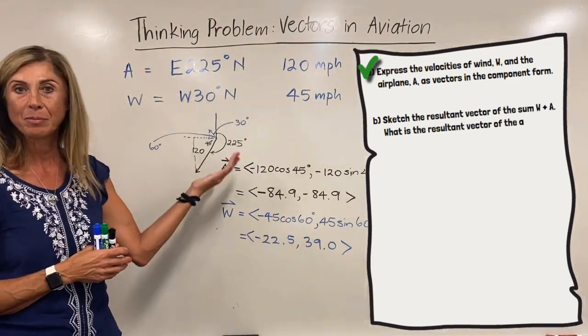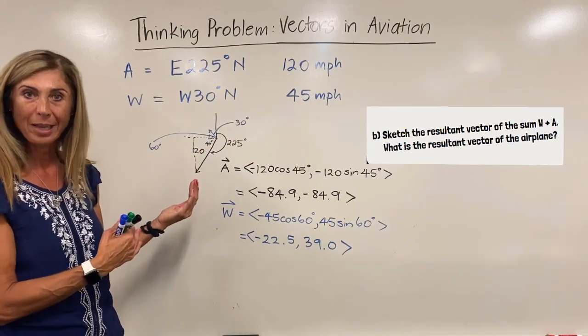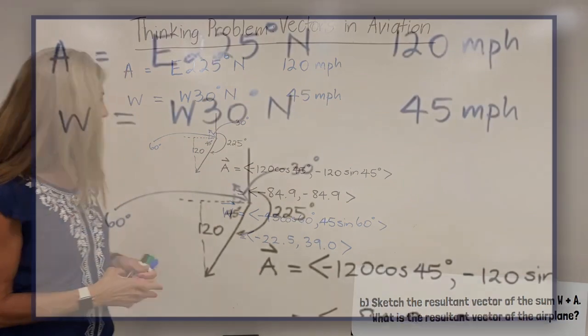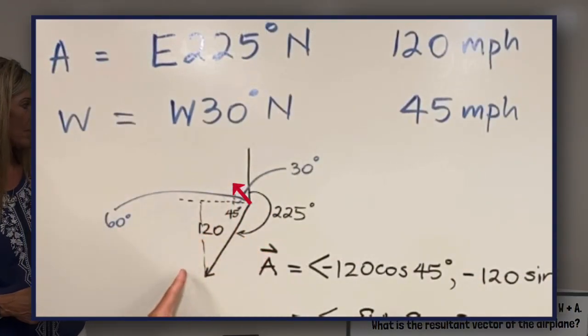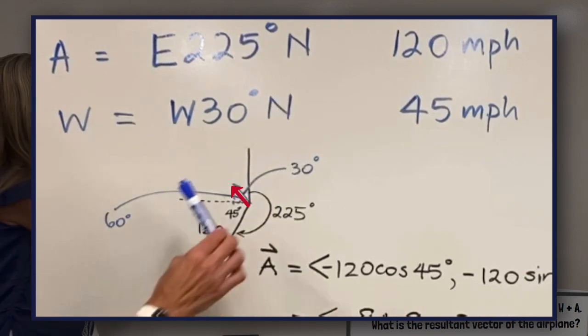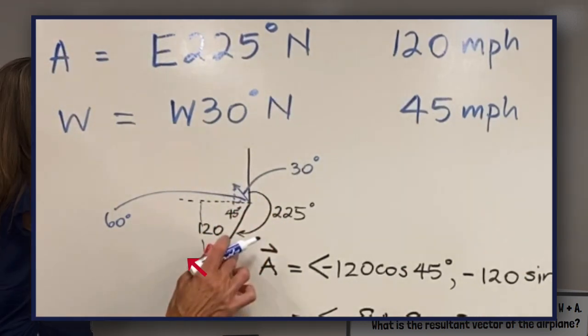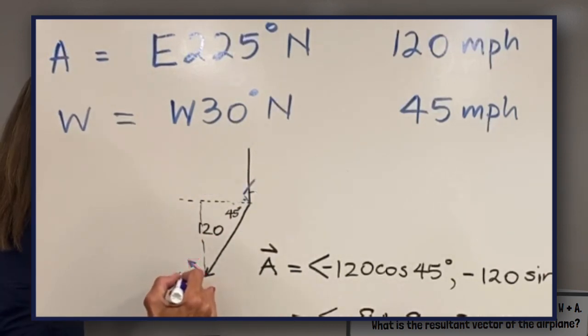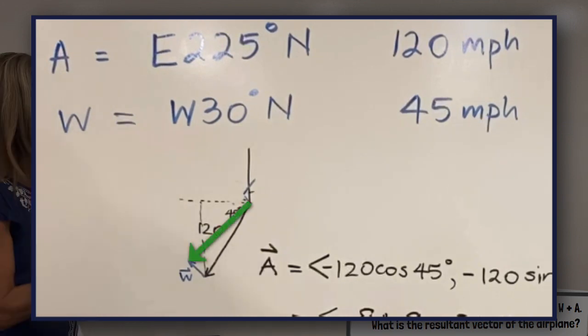So we need to add them together. Remember that the plane is going in this direction and the wind is affecting its direction. So we have to move our wind vector so that it is tail to tip. So if you can imagine moving the wind vector so that it is now here. So here's our plane, here's our wind vector, and the requirement is to find our resultant vector.